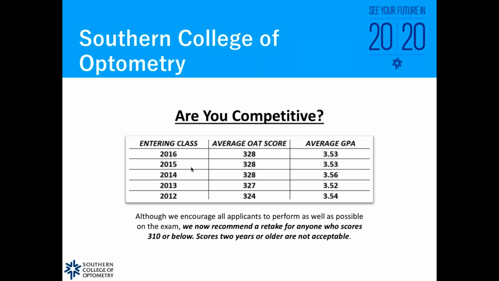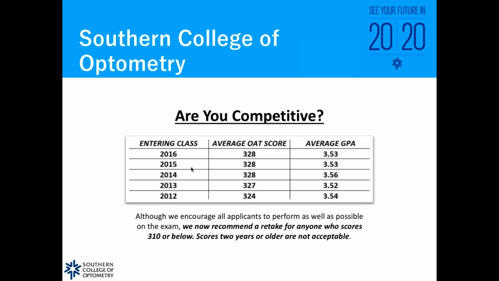So just scoring a 320 or higher doesn't mean you're safe. But when all else is said and done, we usually consider a 320 or higher a competitive score. The 300 to 320, that's kind of the low end of average. So a 300 is generally the lowest score we will accept to gain admission to Southern College of Optometry. So if you score a 290 or below, that is an automatic retake. Normally, if you score a 310 or below, we recommend you retake the test.